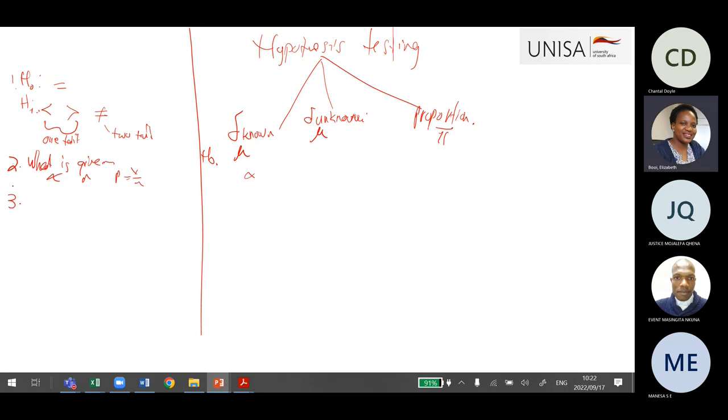And then step number three, we need to state what type of test statistic we are going to be doing. So you just say it is a Z test, or it is a T test, or it is a Z test. That's all you need to do, stating the test statistic. Step number four is to find the region of rejection.